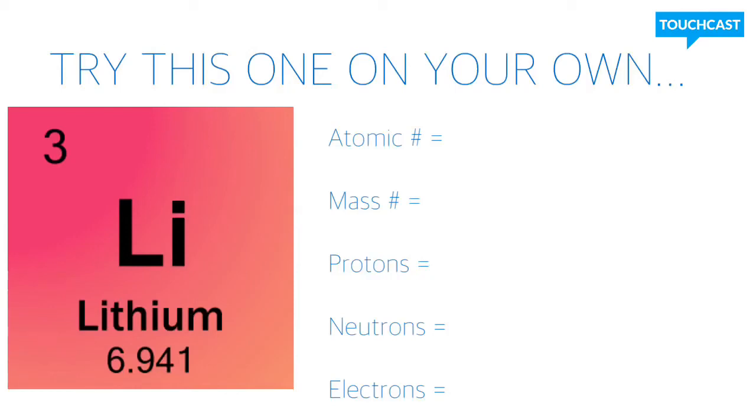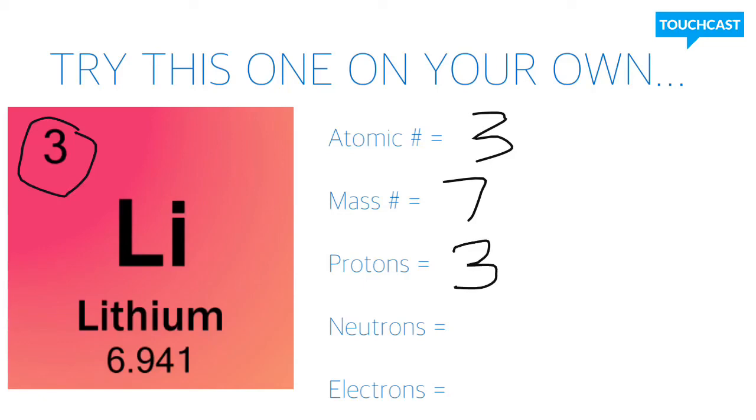I'm assuming that you paused the video, so now I'm going to give you the answers. The atomic number for lithium is 3, which you could get right there. The mass number is the rounded atomic mass, so for lithium, 6.9 would round to 7. The number of protons is equal to the atomic number, which is 3. The neutrons is the mass number minus the number of protons, so 7 minus 3 equals 4 neutrons. And remember, the electrons is the same as the protons, so there are 3 electrons as well.